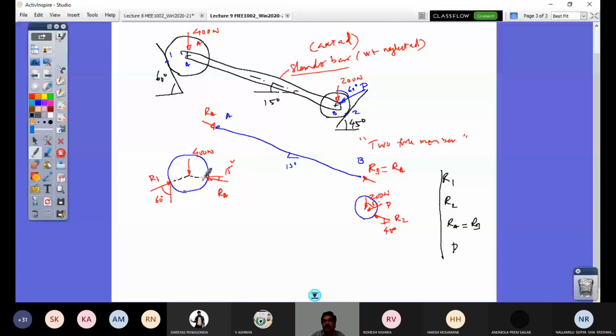Sir, while drawing the free body diagram of this lower circle, shouldn't we mention RB as well? It is equal to RA, but then we just have to mention it in the free body diagram. Yeah, exactly. Thank you. Who is this saying? Sir, Ravi Shankar. Could you please repeat your name? Sir, Ravi Shankar.